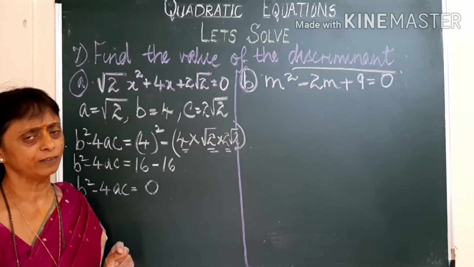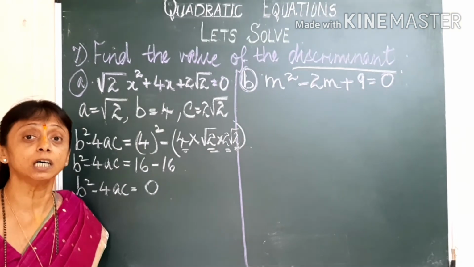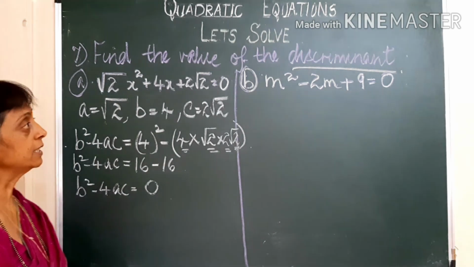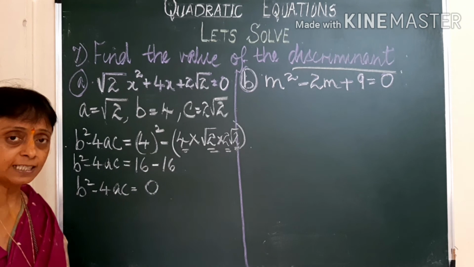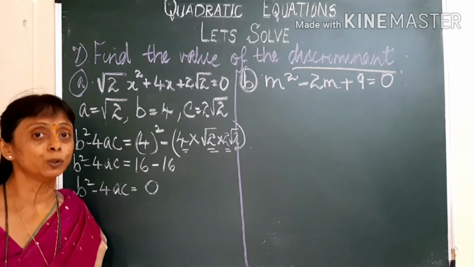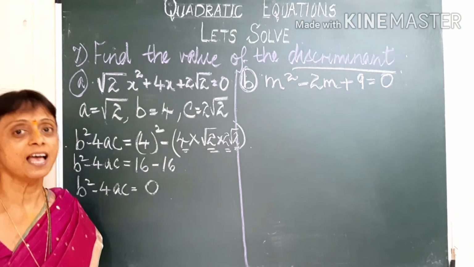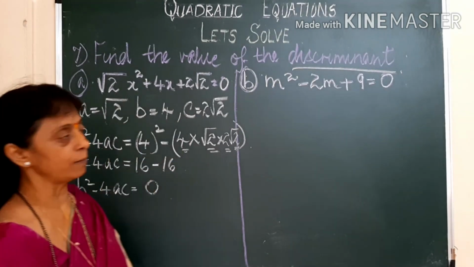Now children, again over here I ask you, if they would have asked you along with this question, another question. What is the nature of the root? Determine the nature of the root. So what would you have written? As b square minus 4ac is equal to 0, the roots are real and equal. Right? Let's move on to the next problem, children.